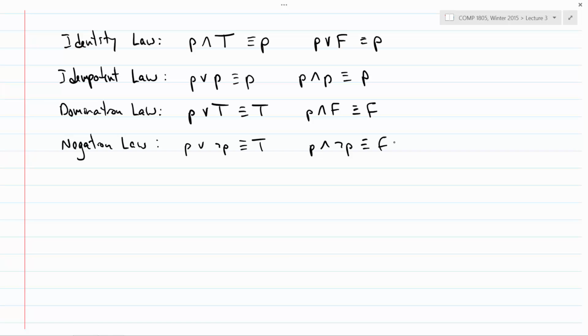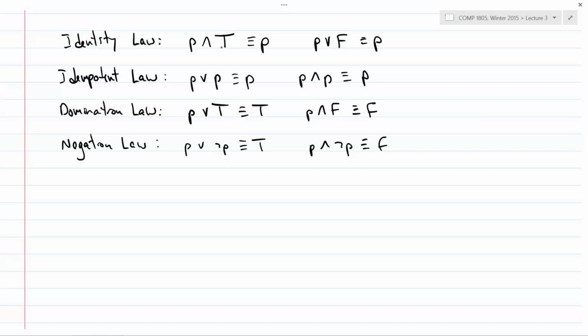Question? Can you just explain the identity law one more time? Yeah, so the identity law says, for a conjunction, P and true is logically equivalent to P. So remember, for conjunction, it's going to be true when both things are true, right? And in this example, I'm telling you that the second thing is true. So that means the whole thing is going to be true exactly when the first thing is true. We don't care about the second variable. And it's kind of the opposite of that for the OR version.